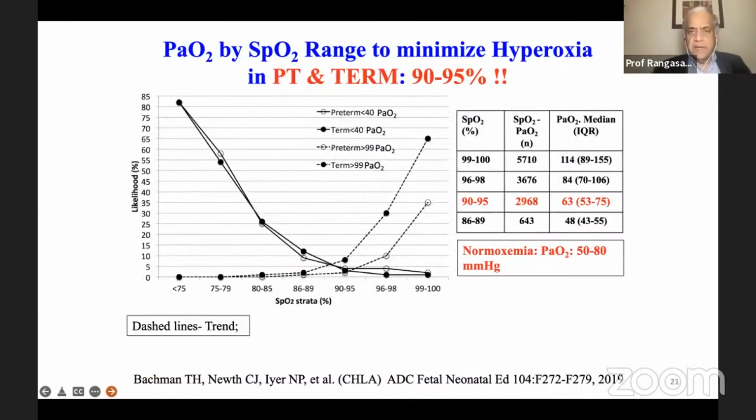What about in preterm babies and term babies? When they looked at it, again, you can see 90 to 95 saturation, nearly 3,000 paired samples of SaO2 and PaO2. The median PaO2 was 63, interquartile range 53 to 70. But you can clearly avoid hypoxemia or hyperoxia by PaO2 using a target of somewhere between 90 to 95.